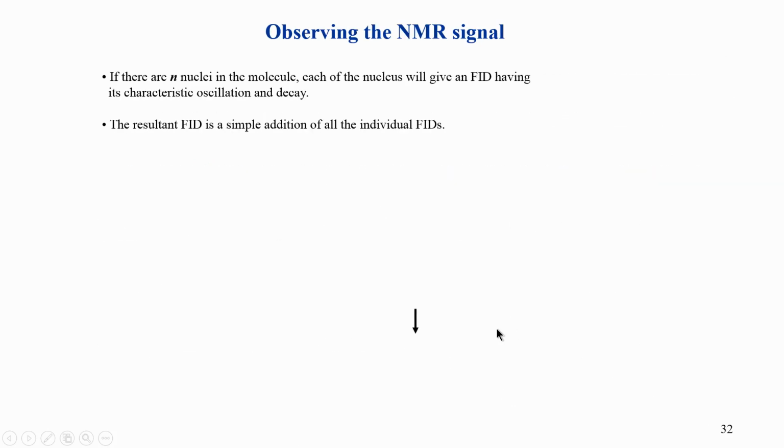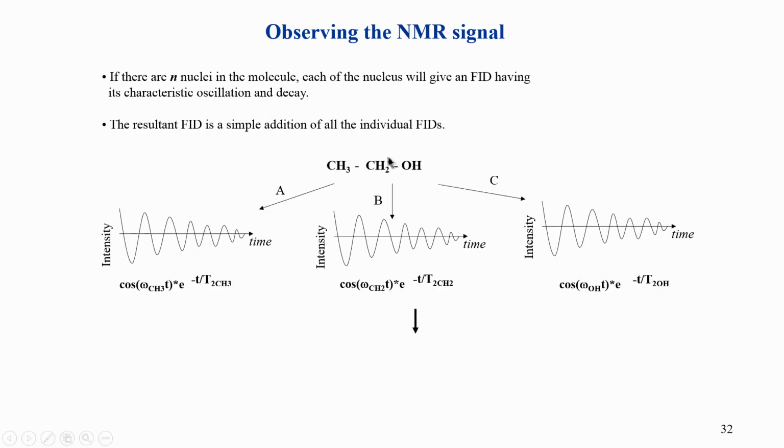So, let us say that you have 3 signals. In this particular case I have taken the example of ethanol. In ethanol you have OH, CH2 and CH3. This is again just another example of how Fourier transform works and how NMR signals come out. You can see there are 3 signals: one frequency corresponding to CH3, a second corresponding to CH2 and a third corresponding to OH, and all of these signals are coming together from the sample.